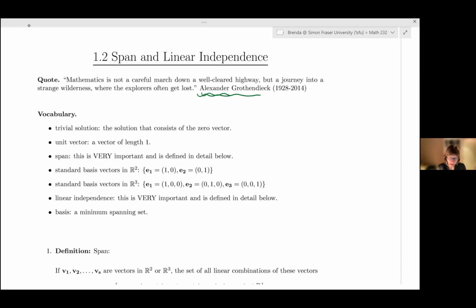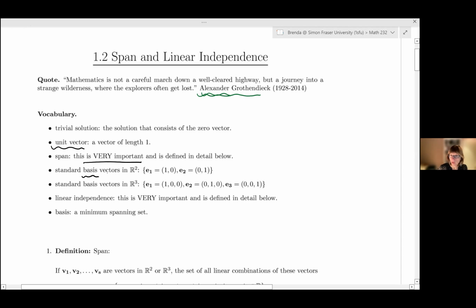Okay, so again, we're going to do a little bit of the vocabulary that we're going to be using to talk about all this stuff. We have something called a trivial solution. That means one of the solutions is the zero vector, and we call that solution the trivial solution. A unit vector is a vector of length 1. Span, again important, we're going to go into detail on what this is below. Standard basis vectors, we'll get a little more in depth on this.